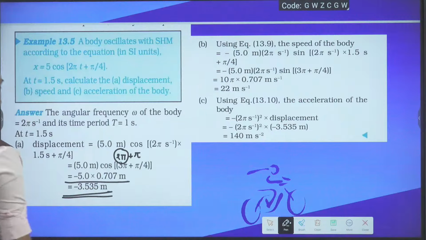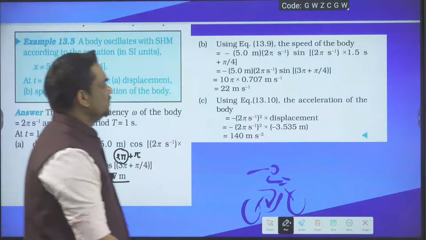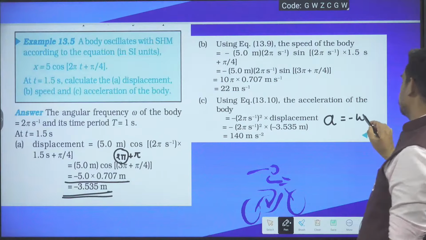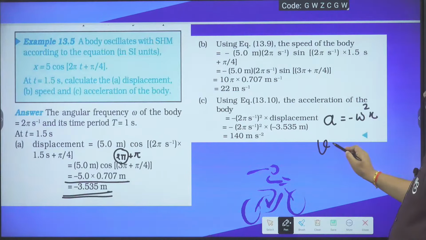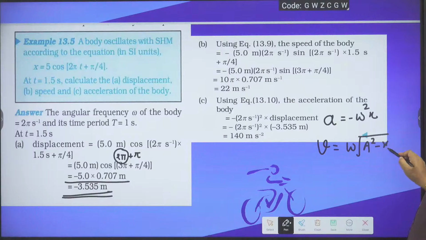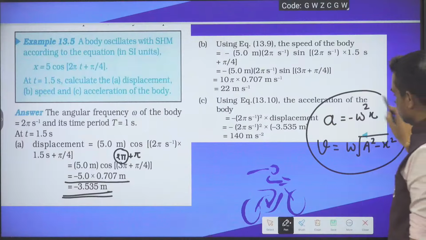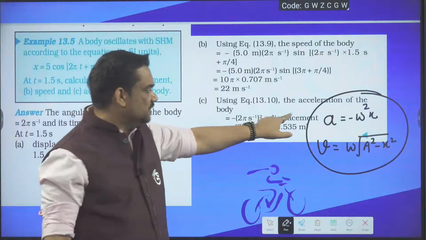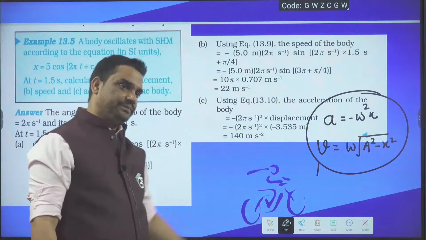So pi plus pi by 4 gives this value here. Once you have got x, after that don't go by this method. For the acceleration we can use minus omega squared x, and for velocity we can say omega under root a squared minus x squared. So don't use the mathematical method. Only for x you will use it mathematically. The rest you will do this way. Okay.